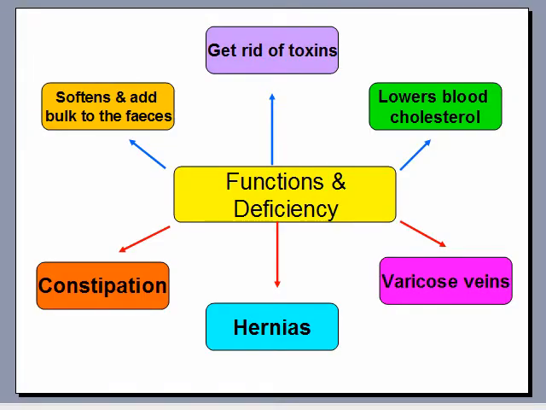The function of dietary fiber is basically to soften and add bulk to the feces. By doing so, it helps the body to get rid of toxins. Soluble fiber also helps to lower down blood sugar and cholesterol level in the body. Deficiency of dietary fiber may result in constipation, hernias, and varicose veins.